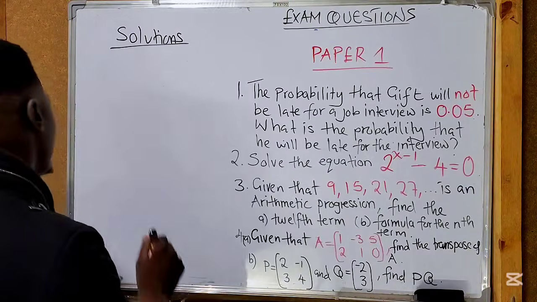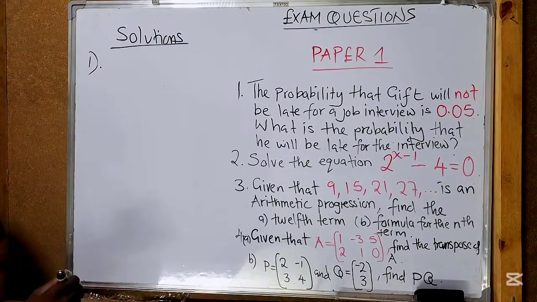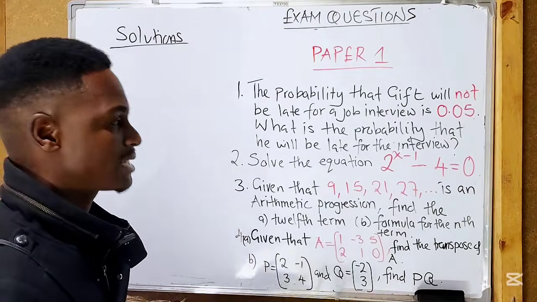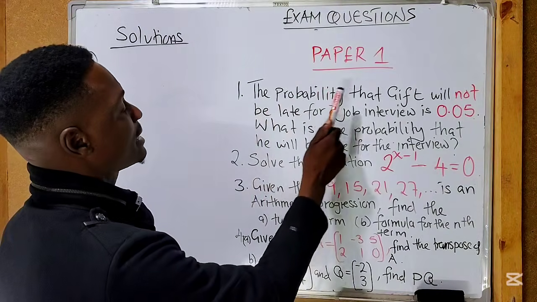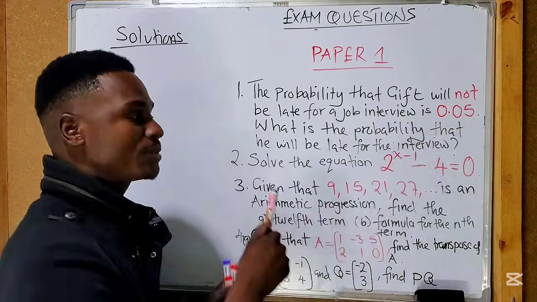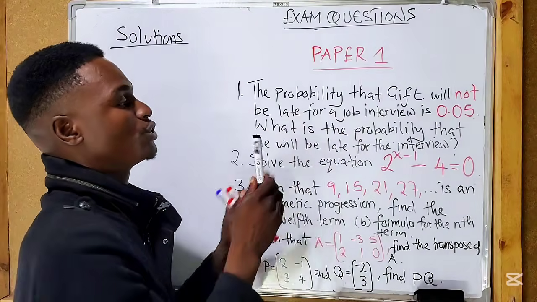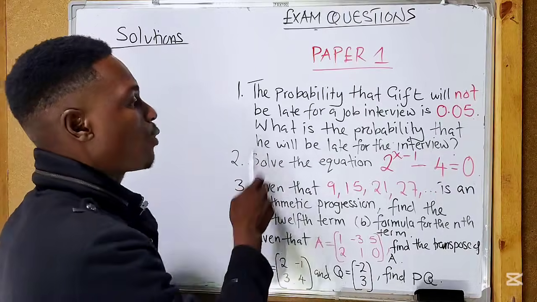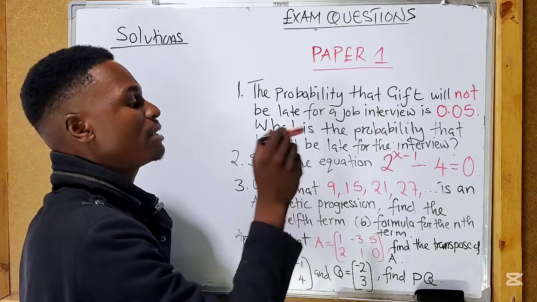Solutions, okay? The first one here is the simplest. This is easy. That's why it's even just 1 mark. Don't waste the time here. The probability that gift will not be late for a job interview is 0.05. What is the probability that he will be late for the interview?